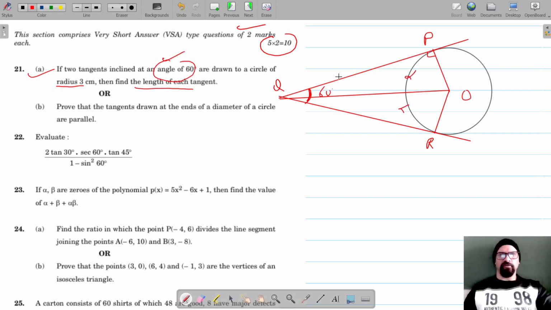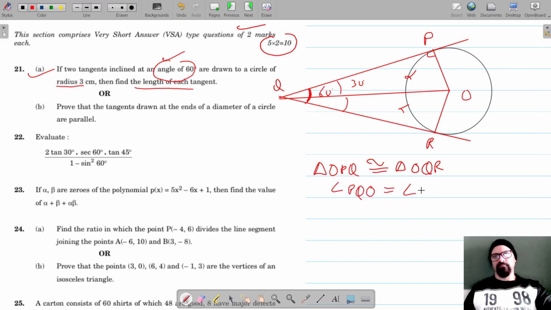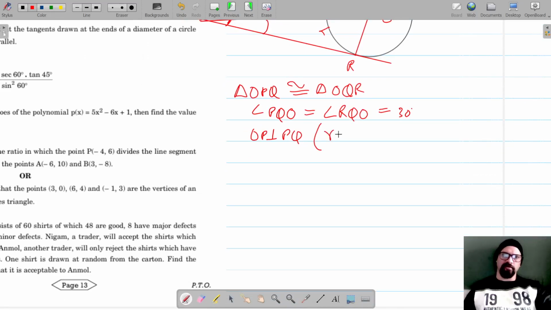Now these two triangles are congruent, so these two angles are equal. We can say here that triangle OPQ is congruent to triangle OQR. So angle PQO is equal to angle RQO, which is 30 degrees each, because these two triangles are congruent and you can easily prove it. Now OP is perpendicular to PQ because the radius is perpendicular to the tangent at the point of contact. So this triangle is a right angle triangle.